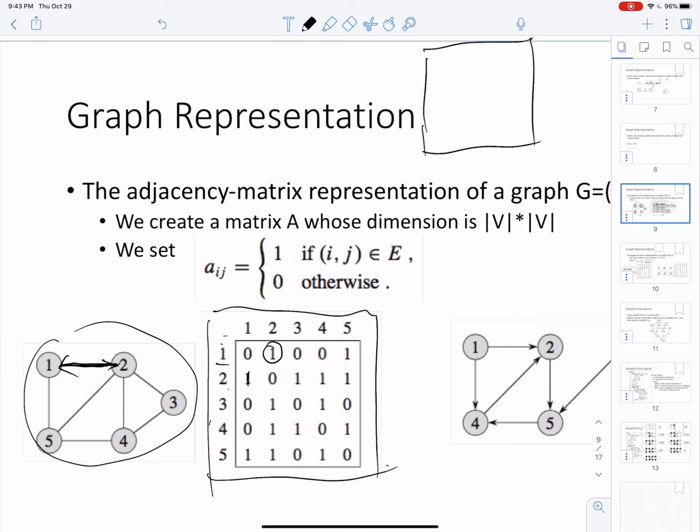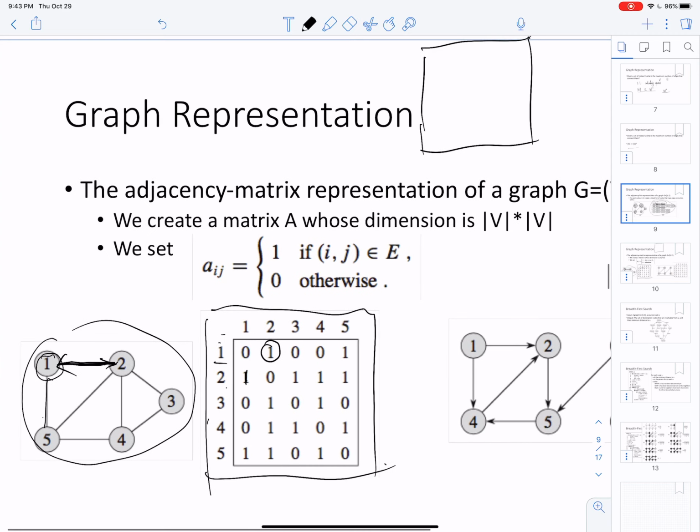Similarly, let's look at it in another way. From node 1 we can also reach node 5. So we put the cell with the coordinates 1 and 5 to the value 1, denoting that there is an edge between these two nodes. And this is the adjacency matrix representation.